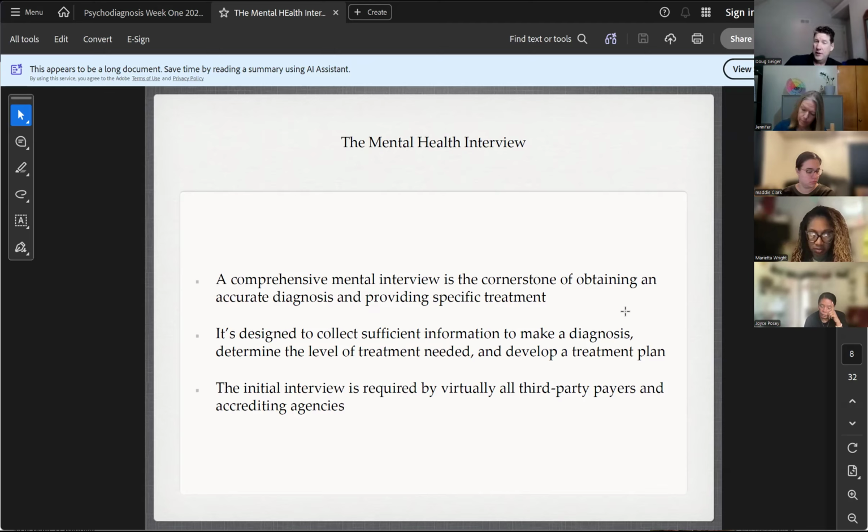So the mental health interview is also designed to collect sufficient information to make that diagnosis, determine a treatment plan, develop that treatment plan, and implement that treatment plan, right? The initial interview is required by virtually all third-party payers and accrediting agencies. Why do you think that is? Why do you think it's required? This mental health diagnosis, or MSE, is what they call it, mental status examination. Why do you think it's required?